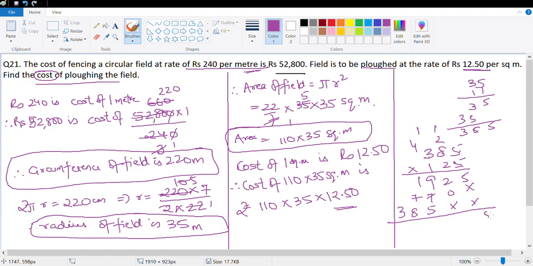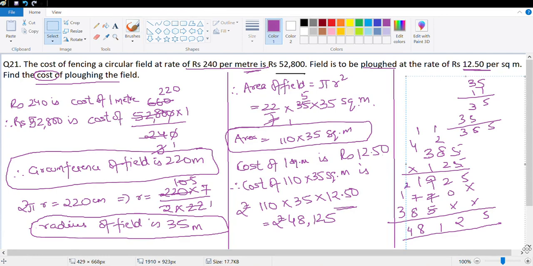And this is 583. So this is 5, 2 9 plus 7 16, 16 plus 5 21, 8 2 10, 17 and 1 18. This is 48125. So this is equal to rupees 48,125. This is 125 because I've taken one decimal away from here. Perfect.